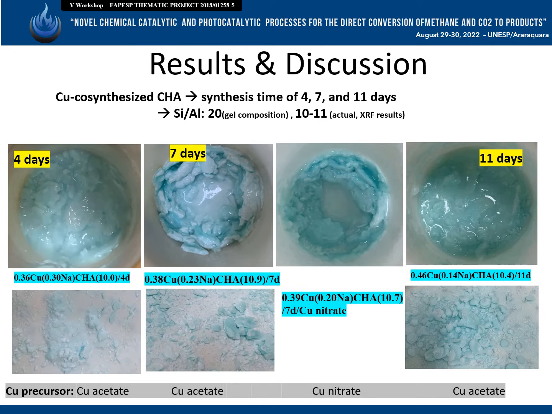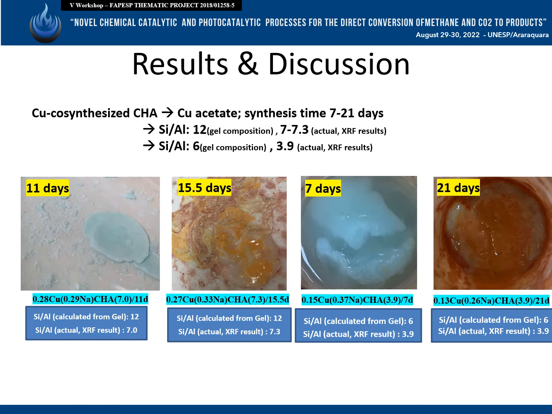This slide shows the images of the copper-supersized sample after hydrothermal synthesis. As you can clearly see, the crystallinity increases with time, and the copper aluminum ratio increases with synthesis time. The samples with lower SAR values of 12 and 6 were prepared at longer synthesis times of 15 and 21 days. And we can observe the change in color of the sample. The reddish particles here might suggest the reduction of copper 2 to copper 1 and the precipitation of cuprous oxide.